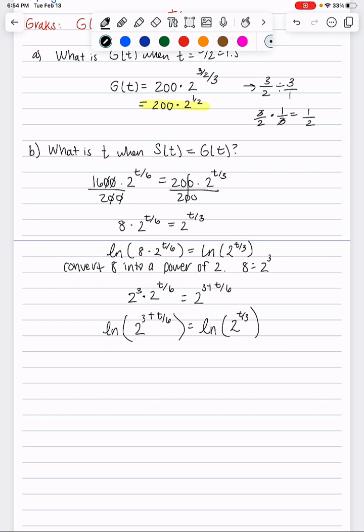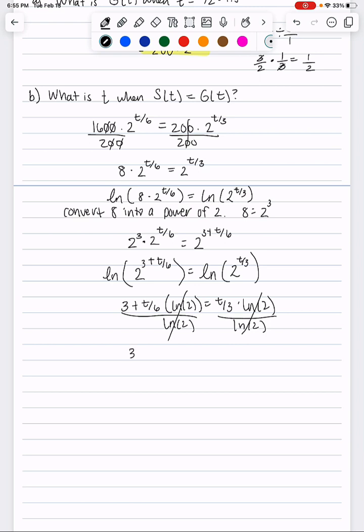Now I can move the exponents up front. So I have 3 plus t over 6, times the natural log of 2, oops, forgot to write the natural log of 2, is equal to t over 3 times the natural log of 2. So the natural log of 2 I can divide out from both sides. Now I have 3 plus t over 6 equals t over 3. I'm going to subtract the t over 6 over, so I have 3 is equal to t over 3 minus t over 6.